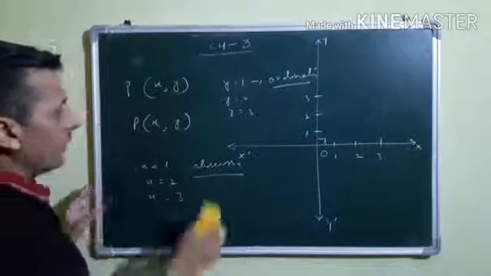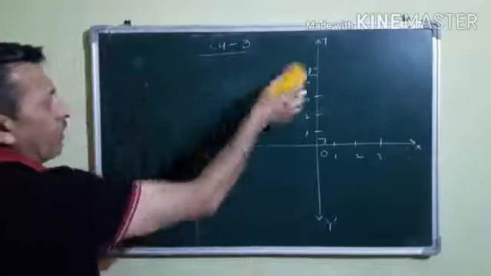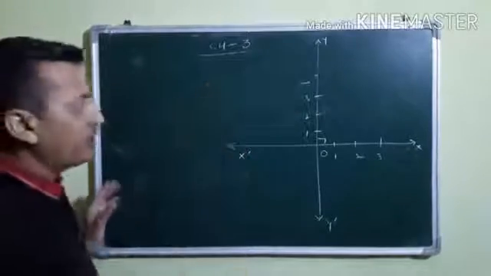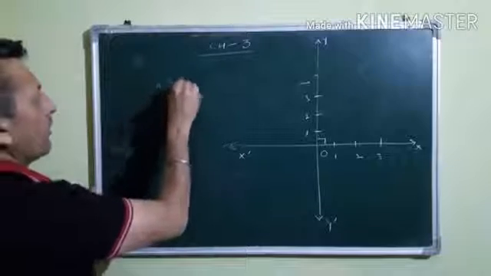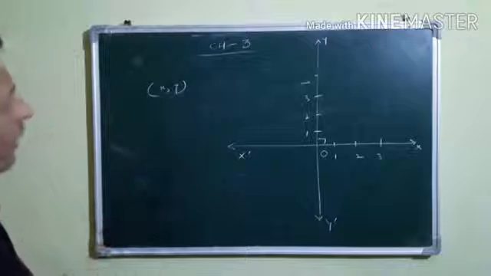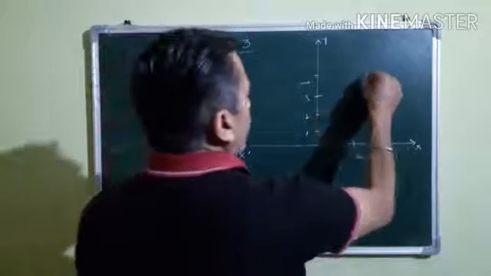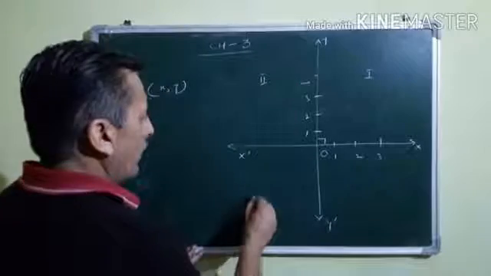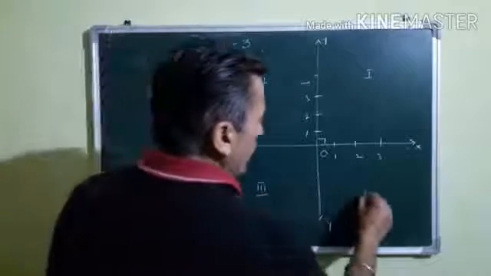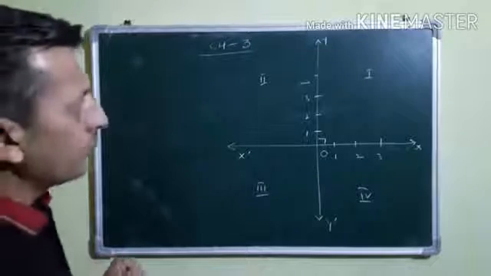So this is the first introduction of the x coordinate and y coordinate. They are always written as x comma y, and read as x coordinate, y coordinate. Now see, this is your first quadrant, this is your second quadrant, this is your third quadrant, and this is your fourth quadrant, and we will see the position.